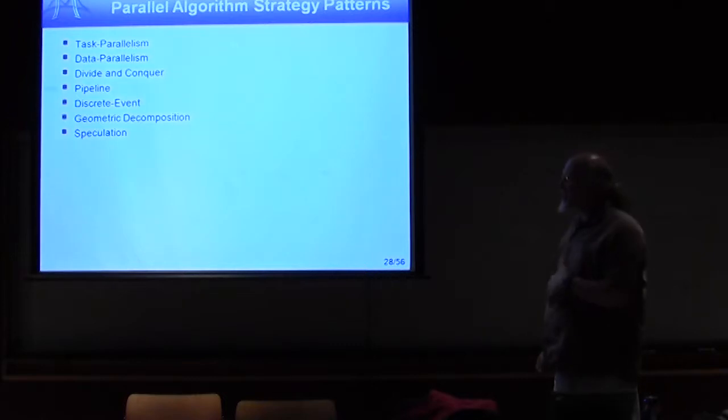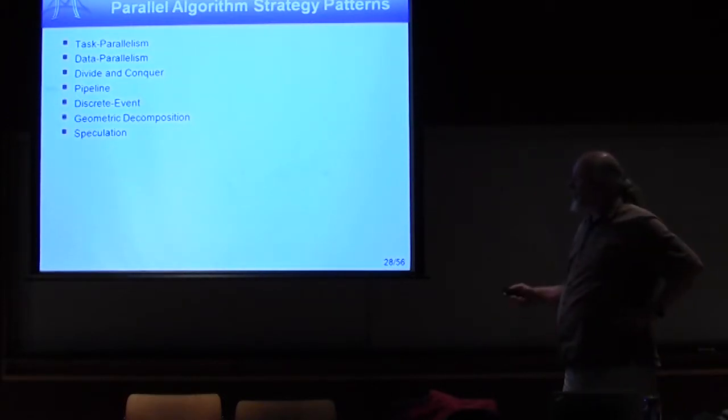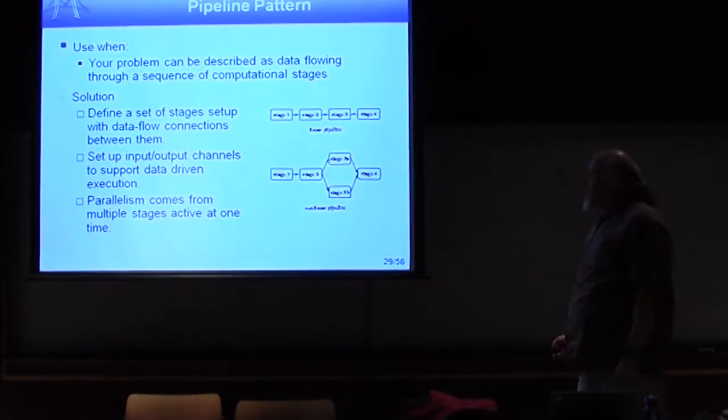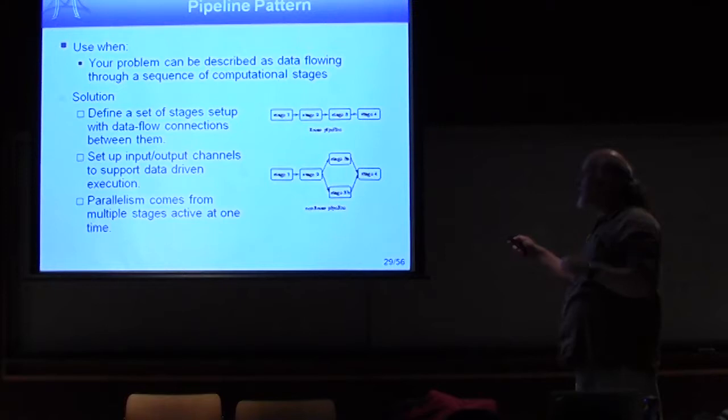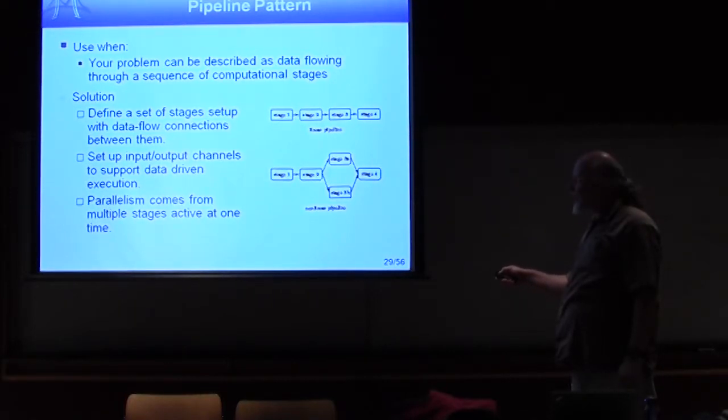Okay, last general parallel strategy I want to show you today is pipeline. So this is when your problem can be described as data flowing through a sequence of computational stages. Where flowing here is going to be pretty important. So you define a set of stages set up with data flow connections between them. You set up input-output channels to support data-driven execution. And then parallelism comes from multiple stages acting at one time.